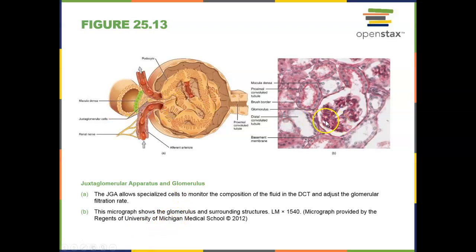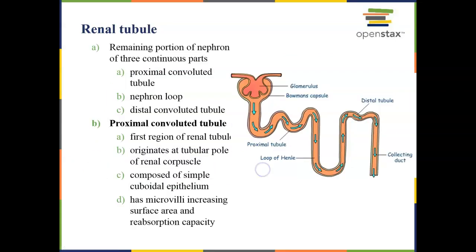And so this is just your figure, the whole thing. So I was just showing this front part. This is just the whole picture of the juxtaglomerular apparatus. From the glomerular capsule, we move into the renal tubule. The renal tubule has three main parts. We have the proximal convoluted tubule, we have the loop of Henle, and then we have the distal convoluted tubule.